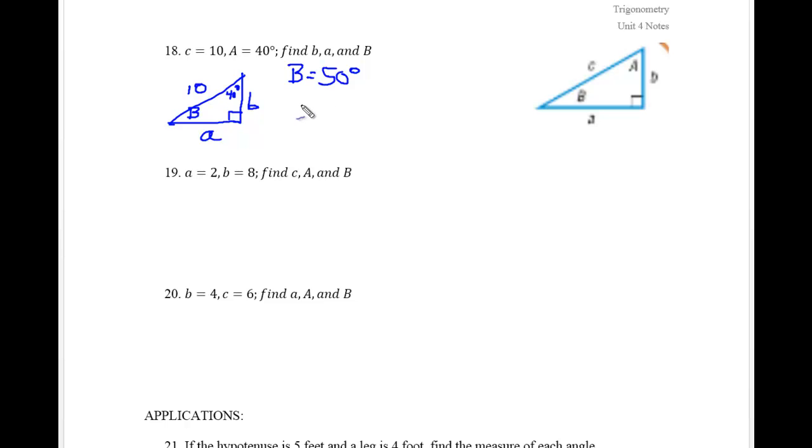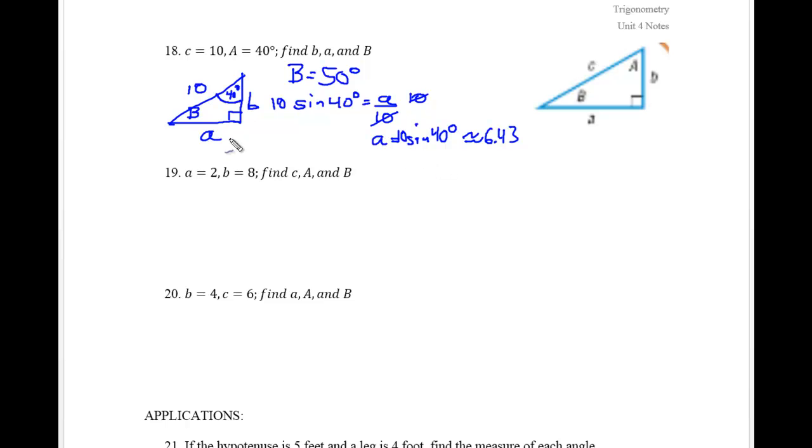We're going to find the measurement of side A. And to do so, we're going to use a relationship between 40 degrees, A, and 10. That would be the sine, because sine is opposite over hypotenuse. Now the sine of 40 degrees is equal to A over 10. What I'm going to do is multiply both sides by 10, so 10 sine of 40 degrees is equal to A by itself. So A is equal to 10 times the sine of 40 degrees, which is approximately 6.43.